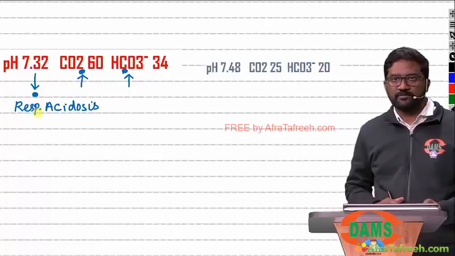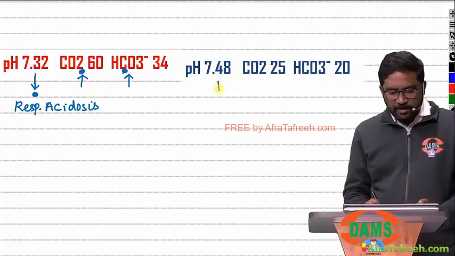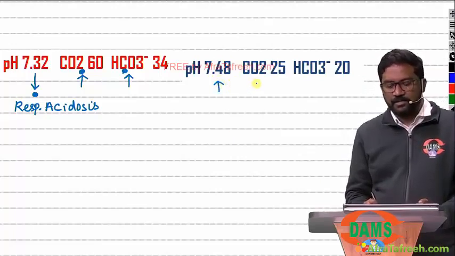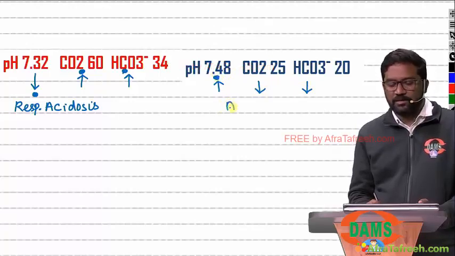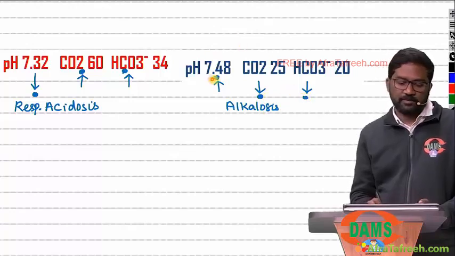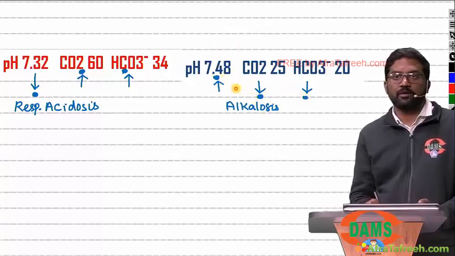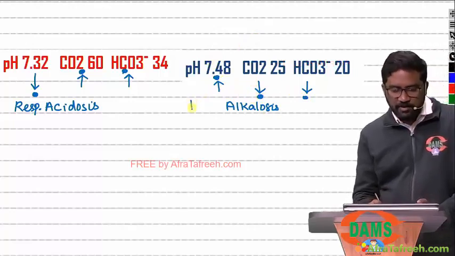Now next question. Just by drawing arrow marks, you'll get the answer. pH is elevated, CO2 is reduced, bicarbonate is reduced. No doubt, anywhere an increase in pH is called alkalosis. Change in pH, what is primary? Change in pH with respect to parameters is in opposite direction. So what should be the primary?